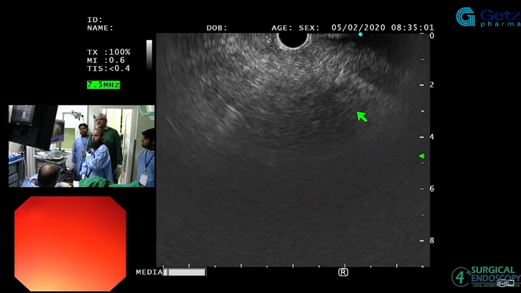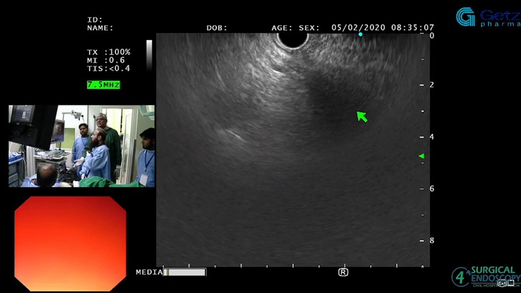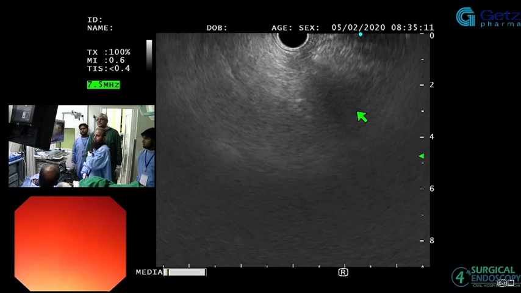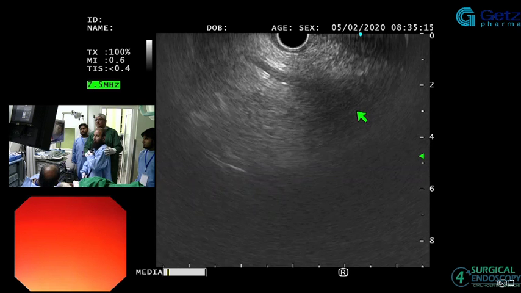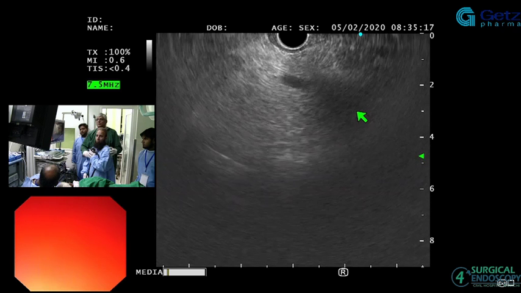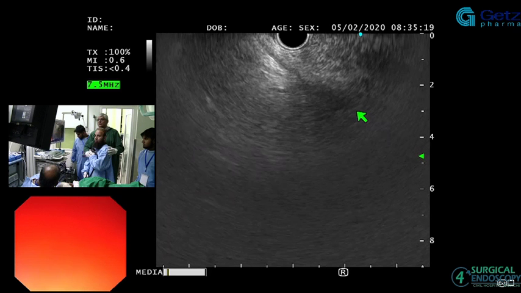Now pull back. Pull back slowly. Slowly, and keep doing clockwise, anti-clock, gentle movement. Pull back. Thoda sa. Okay, that's your uncinate. This whole thing is the uncinate.